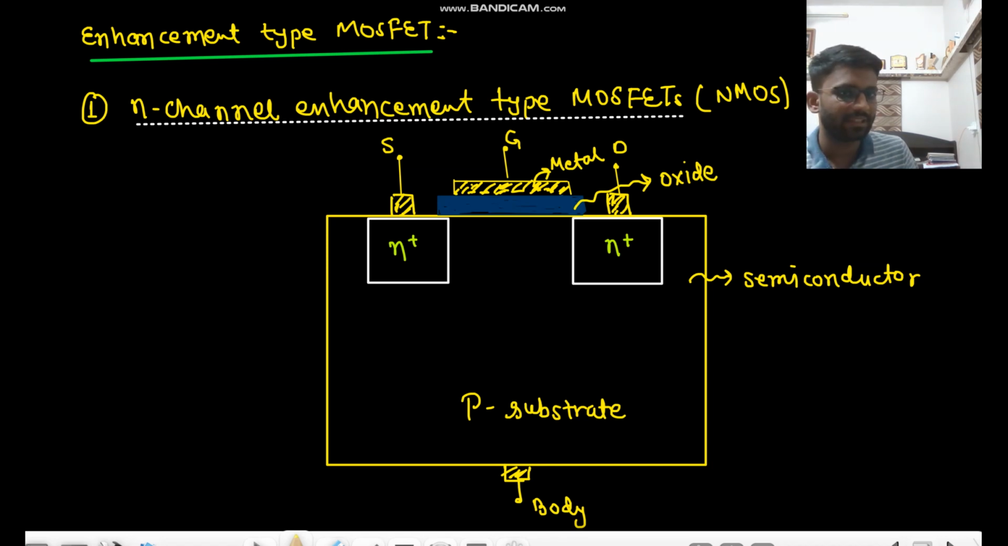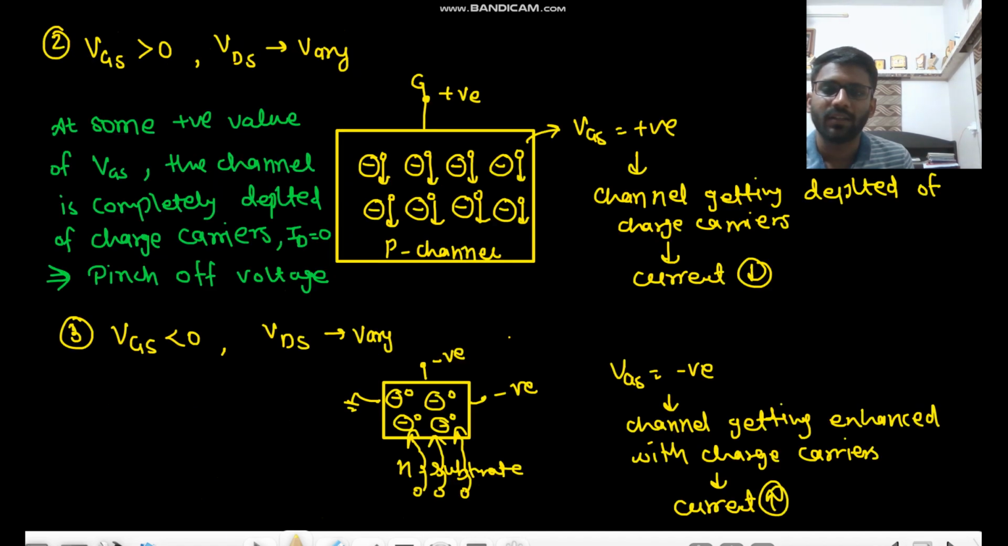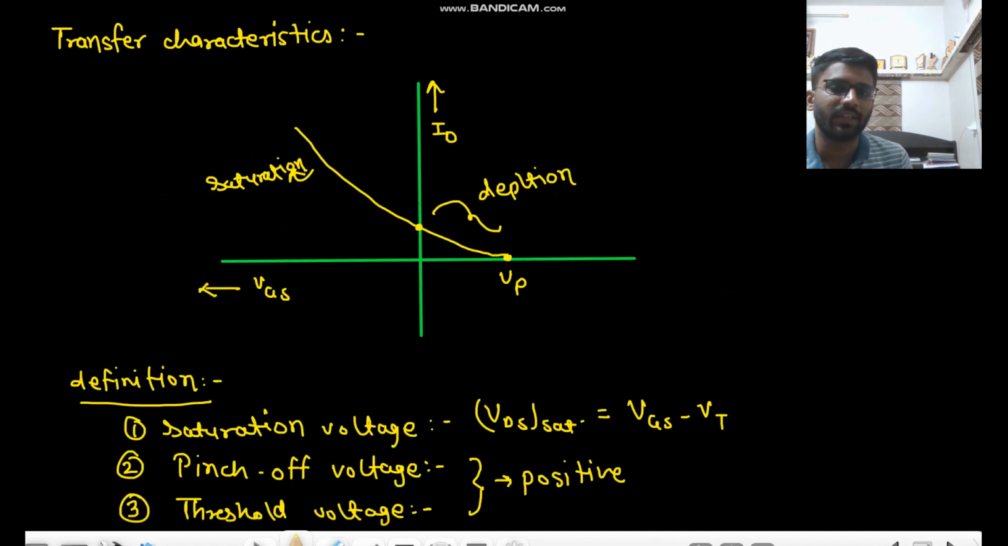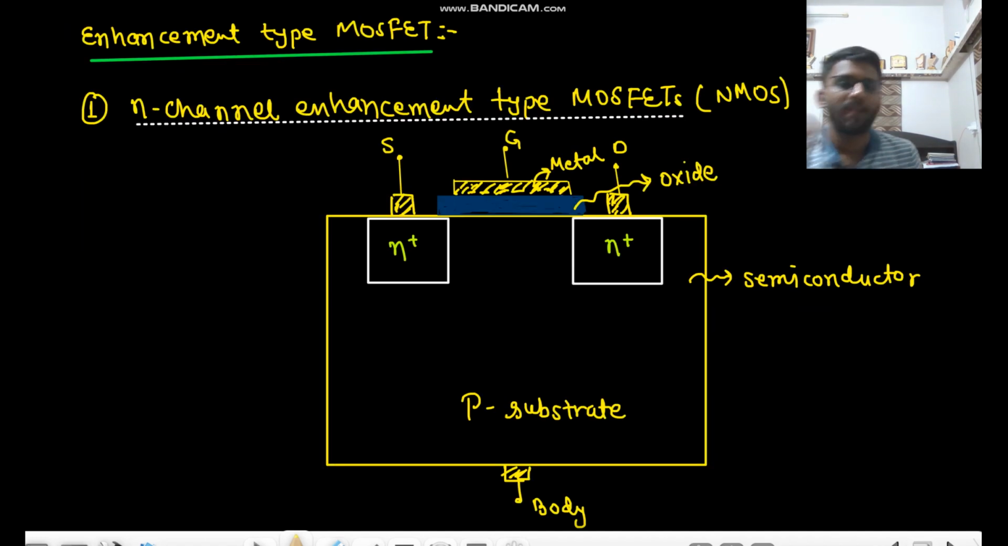This is similar to depletion type, but what is the difference? Here we don't have an N channel, right? In depletion type we already had the N channel, but here we don't. So how can we get the current, and how can we make it work as an amplifier? Because in the previous part we studied that depletion type MOSFET cannot work as an amplifier, so enhancement type can work as an amplifier. How we will do that, we will see. So how will we start?